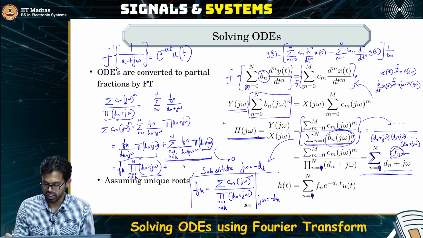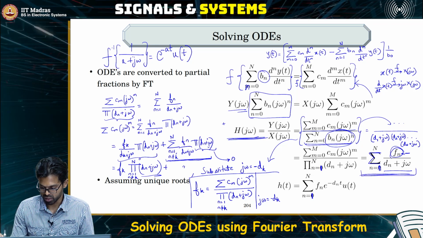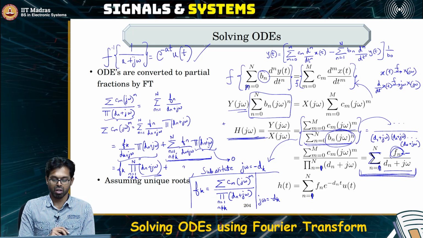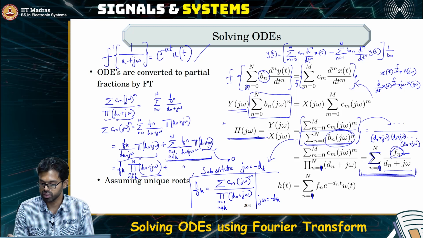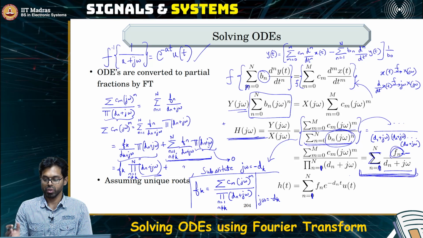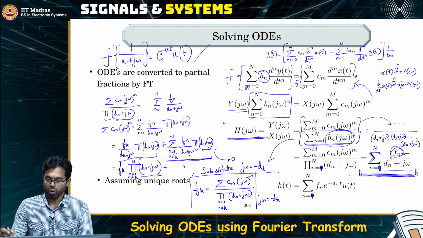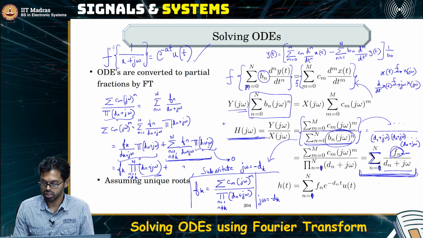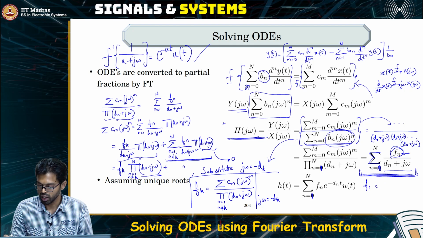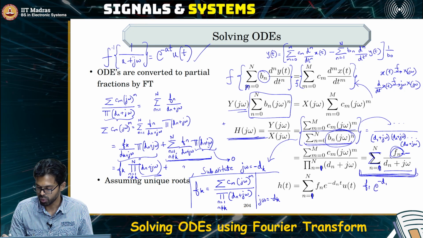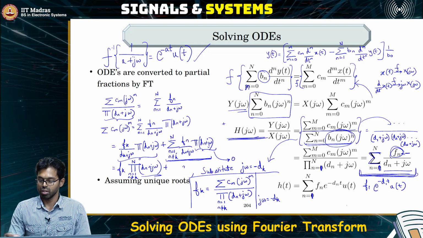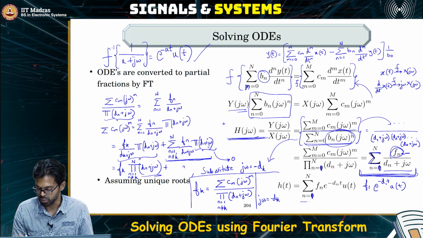In order to take the inverse Fourier transform of this partial fraction, we will exploit this relationship. What is the inverse Fourier transform of this summation? Because this is a summation, we can take the inverse Fourier transform for each and every term separately. What is the inverse Fourier transform for the first term? It is f1 e power minus d1t u of t. Do this for each and every term, and you get this summation.